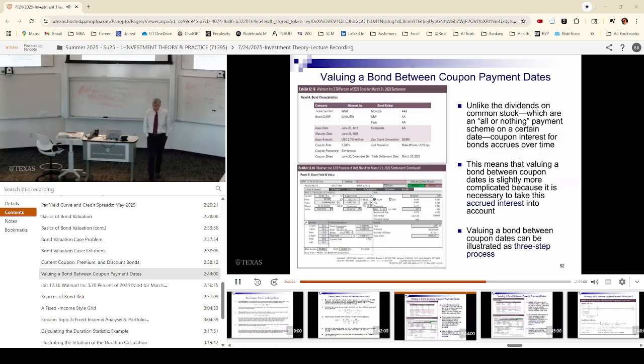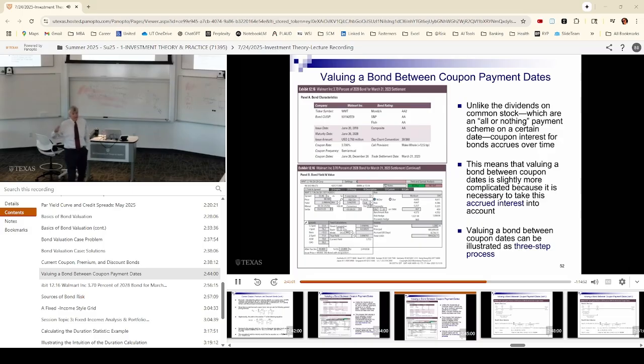So let's go through and illustrate this. But before we do this, let me talk through a couple of logistics. What's the cash flow associated with stock? Capital gains, dividends. Dividends, yeah.